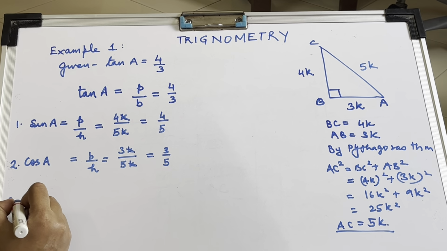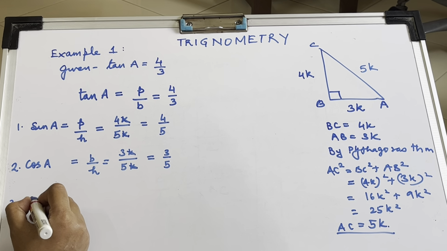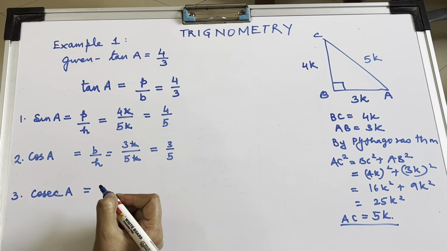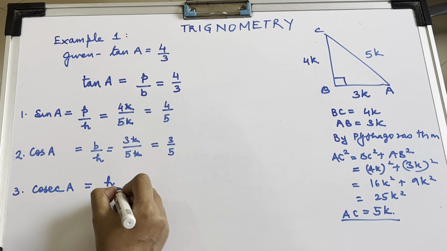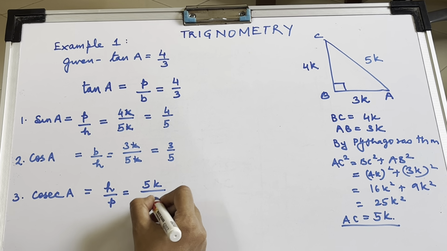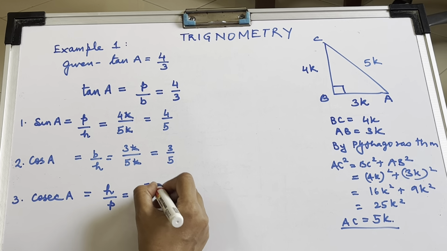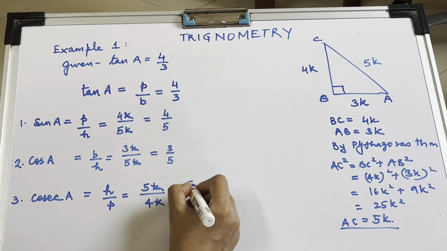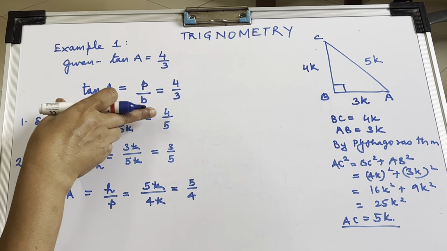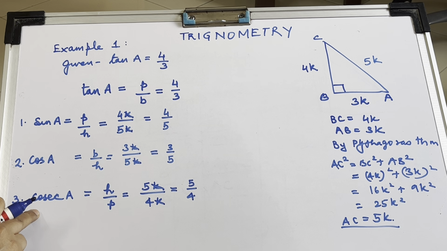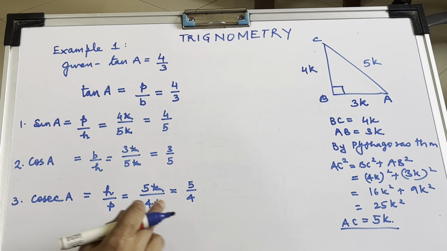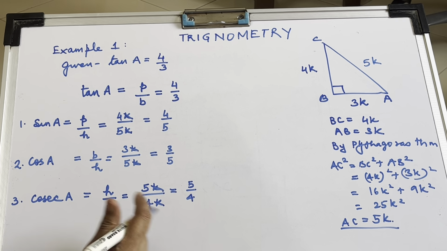So we go to the inverse ratios, that is cosec A. Cosec is the inverse of sine, so it is written as hypotenuse upon perpendicular. Hypotenuse here is 5K and perpendicular here is 4K. Now see here, sin A is 4 by 5. We know that cosec is inverse of sine, so we are getting it as 5 by 4. So you can understand what inverse actually means.